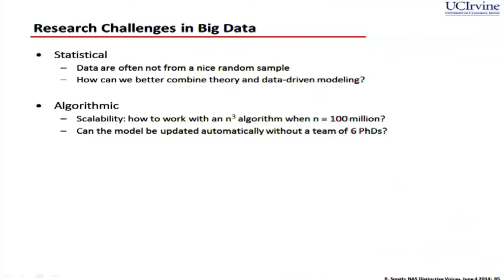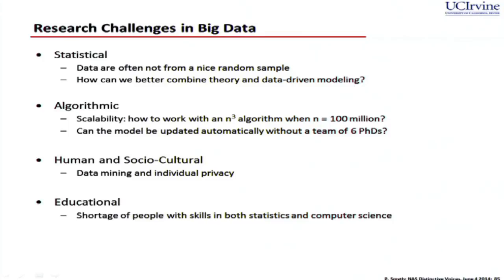The algorithmic questions: how can you work with very large n if something is scaling as n cubed? How can you update an algorithm? This is a practical thing. Can you build a model and keep it going without having a team of 6 PhDs running around after it? Right now, it's kind of good because they keep hiring all my PhD students and employing me as a consultant, but it's not sustainable in the long run.